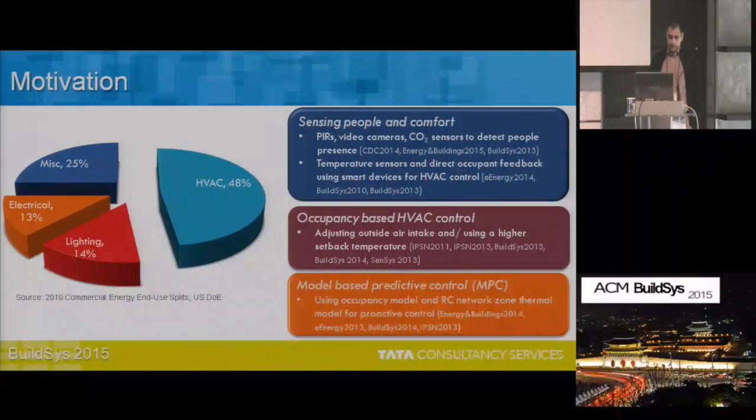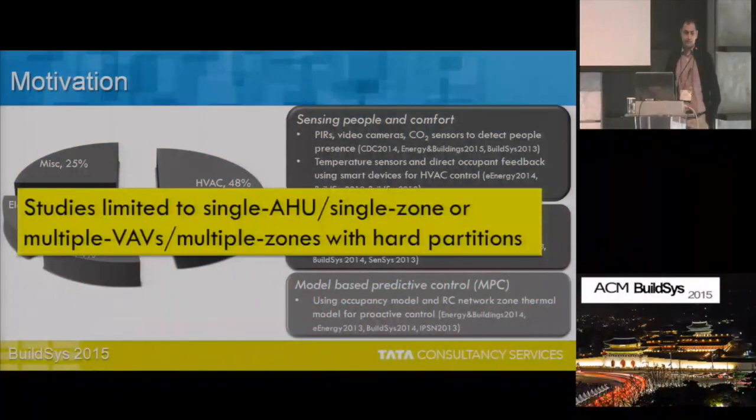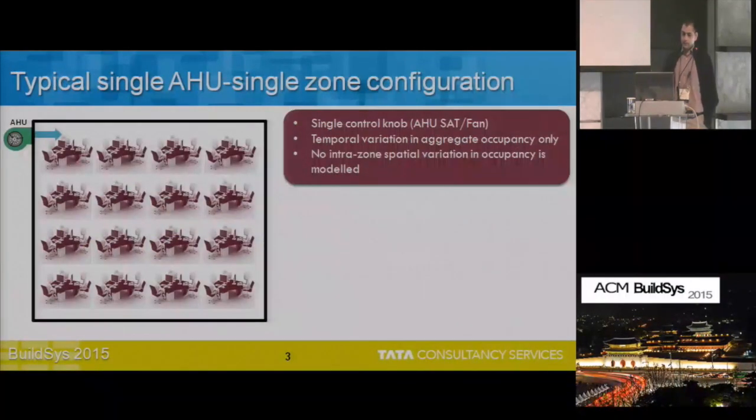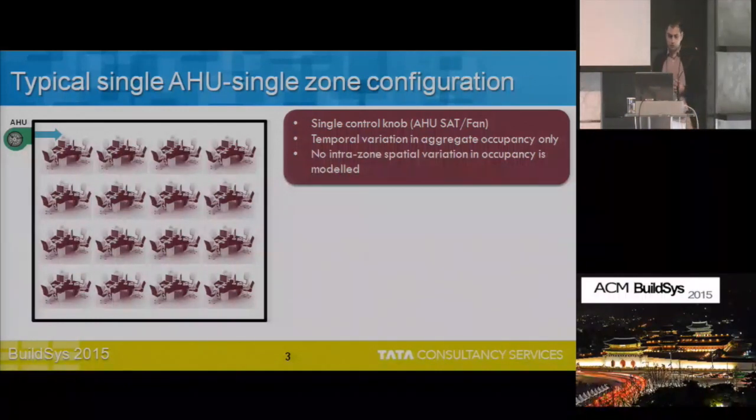One point to be noted is, in all these cases, the studies are limited to a single zone, single AHU kind of configuration, or a multi-AHU or multi-VAV, and multi-zone with hard partitions. So what I mean by this? So typically in a single zone, single AHU, you have one control knob, which is AHU, and either you could control AHU supply air temperature, which is called SAT, or the AHU flow rate.